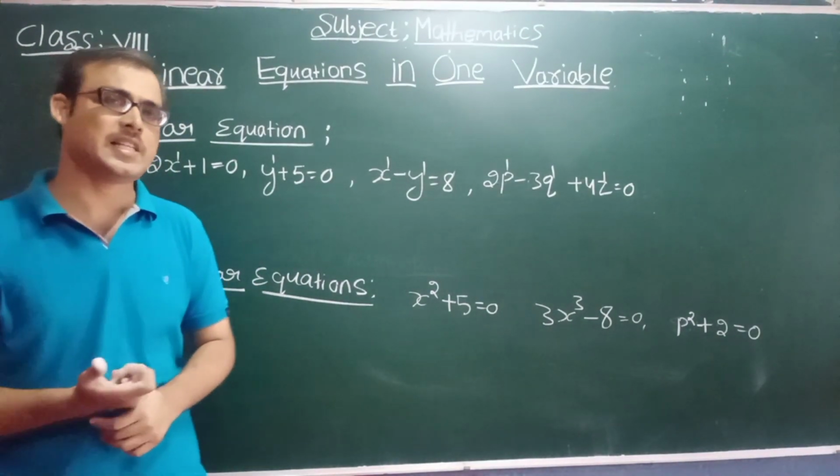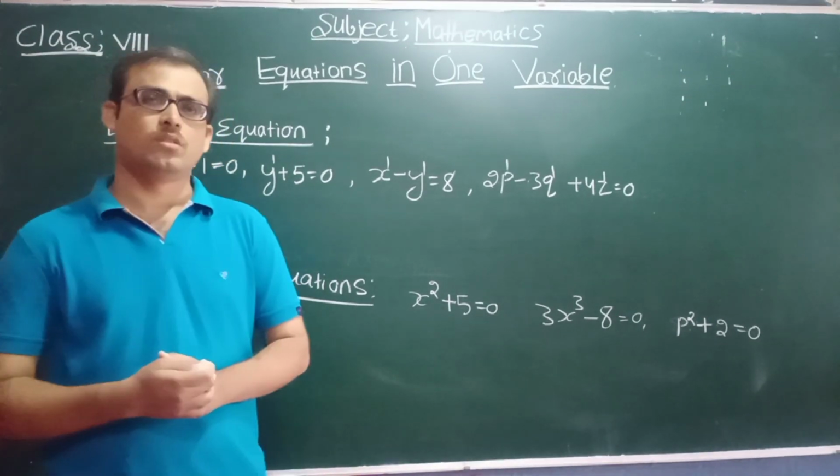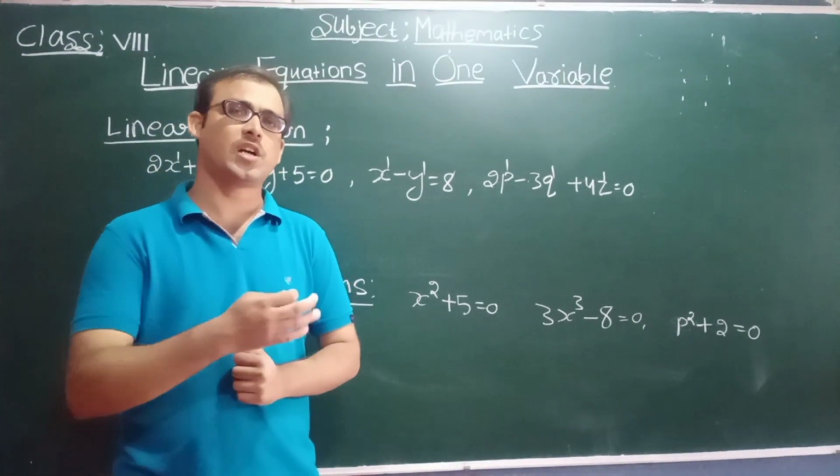Why can we call it linear? Because the highest exponential power is 1. Now we'll see some of the equations that are not linear.